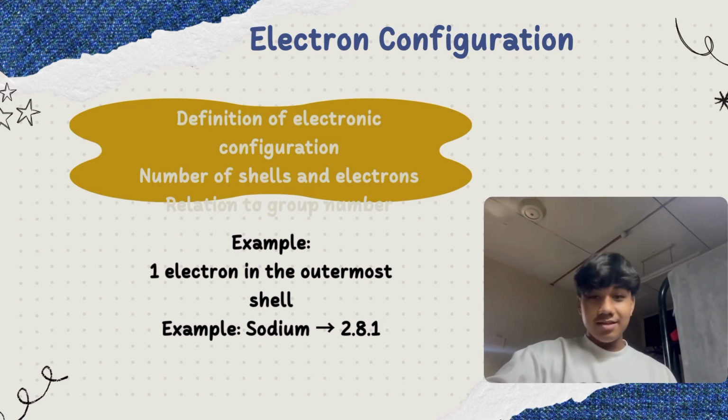Group 18, noble gases. This group has a full outer shell, for example, neon. This makes them very stable and unreactive. Transition metals, group 3 to 12. These elements have a variable number of valence electrons, for example, iron. This gives them complex properties and allows them to form colored compounds. In conclusion, electron configuration helps us understand the chemical behavior of elements and why elements in the same group share similar properties.